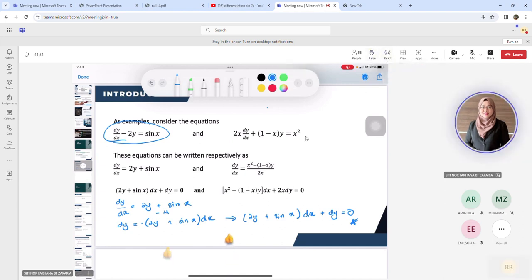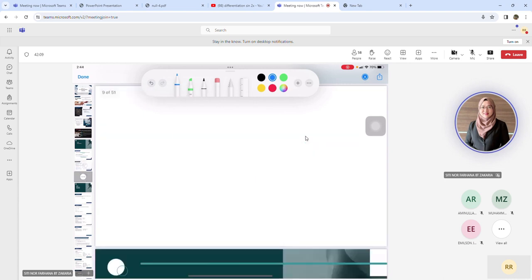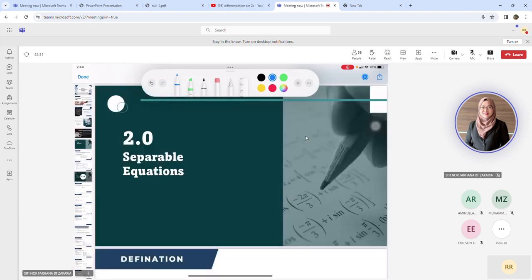Okay, same as this example. You can try it after this. So rearrange back this first order differential equation, and you will get this one. So this is an ordinary differential equation. Okay? Okay, doctor.